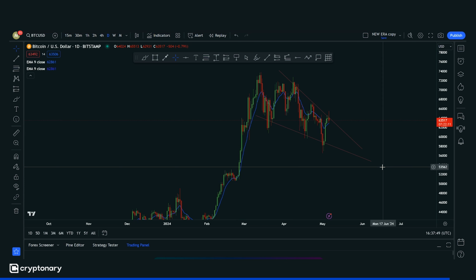Okay. But like I said, and like we always say, indicators do lag. You want to use them in alignment with the other key technical factors of pure price action and analysis in order to ensure the best success.